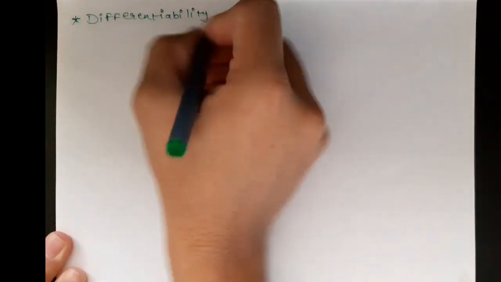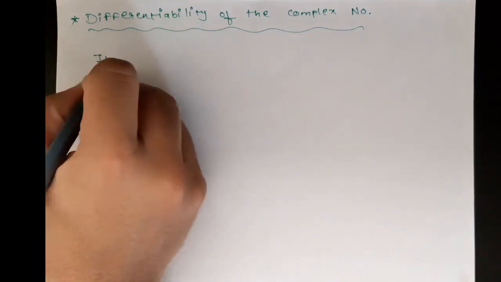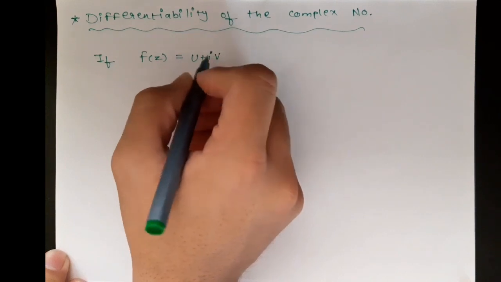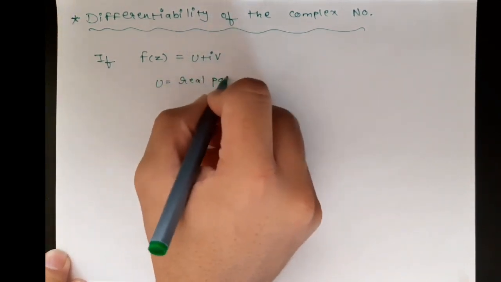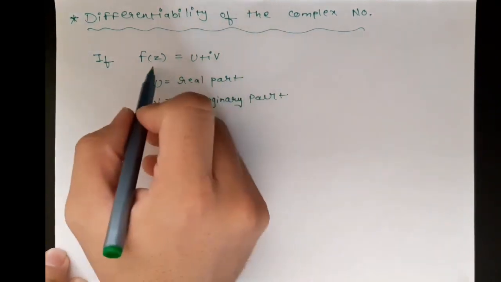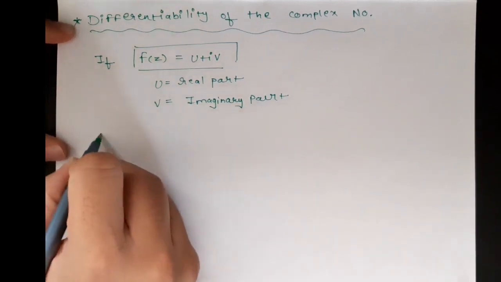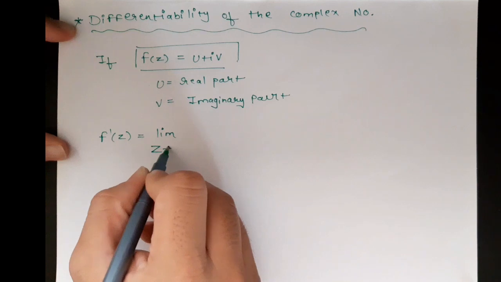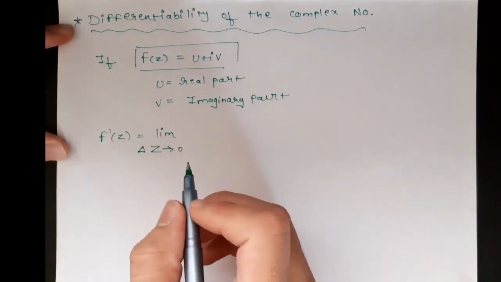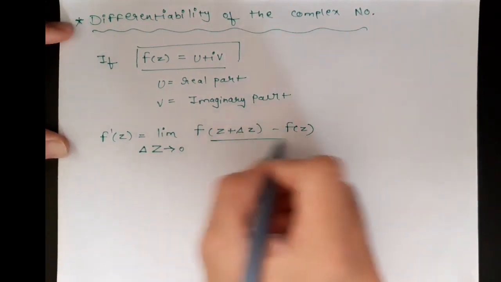Now we will see the differentiability of complex functions. If f(z) = u + iv, where u is the real part and v is the imaginary part, then by using the definition of differentiability, we can write f'(z) = limit as delta z tends to 0 of [f(z + delta z) - f(z)] / delta z.